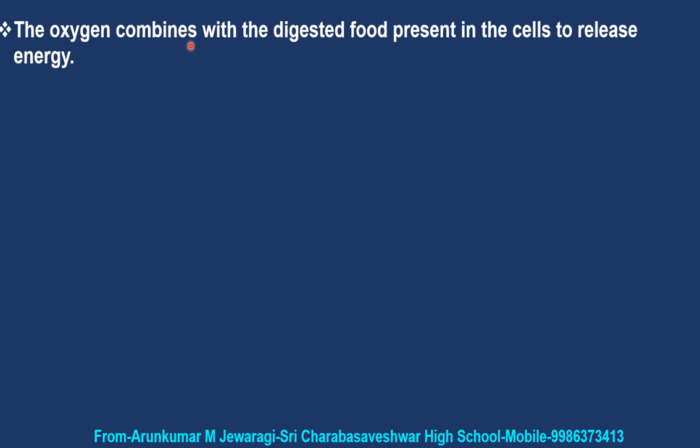So oxygen combines with the digested food present in the cells to release energy. This oxygen is carried by blood, and at the same time the blood carries digested food to the cells. In the cells, the oxidation of glucose takes place with the help of oxygen. That is called as what? What type of respiration is it called as? When the oxidation of glucose takes place with the help of oxygen to release energy, carbon dioxide and water.